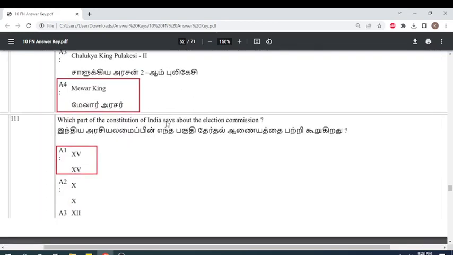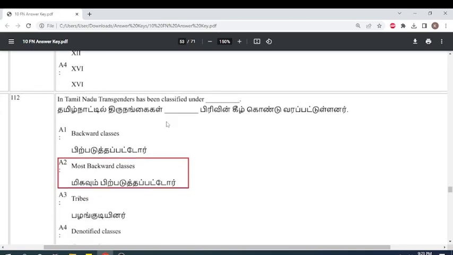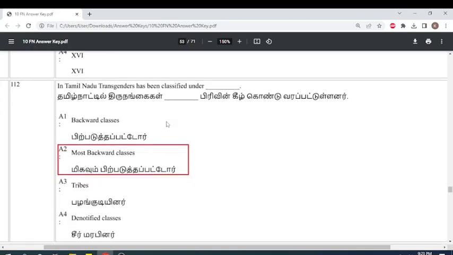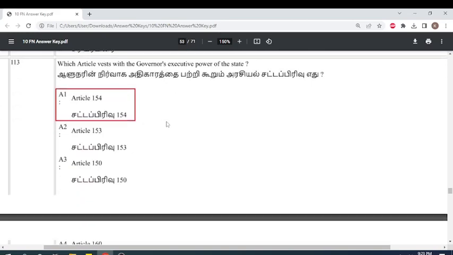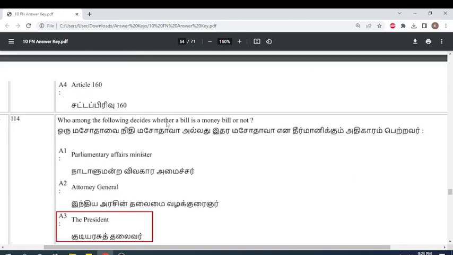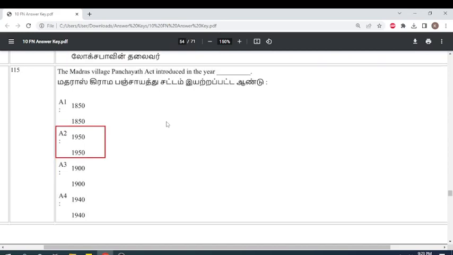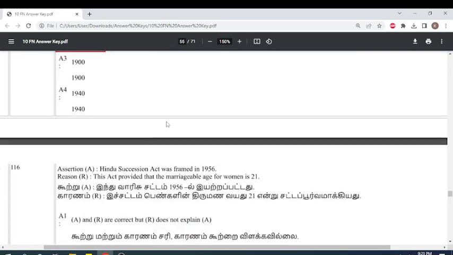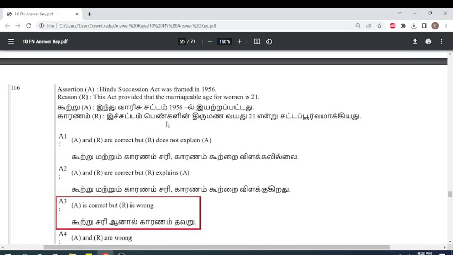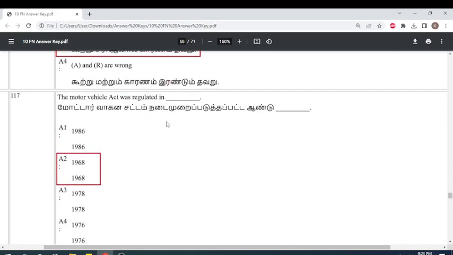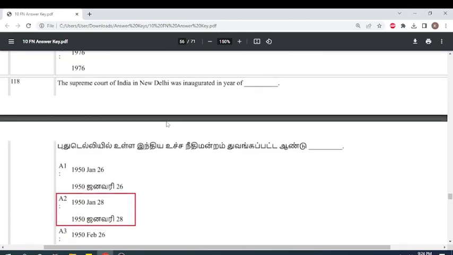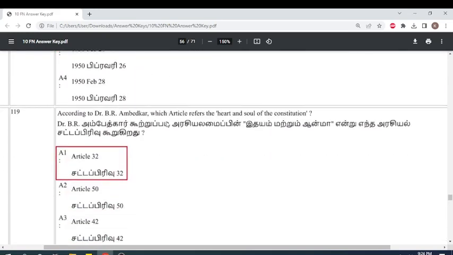111 question answer A1. 112 question answer A2. 113 question answer A1. 114 question answer A3. 115 question answer A2. 116 question answer A3. 117 question answer A2. 118 question answer A2. 119 question answer A1.